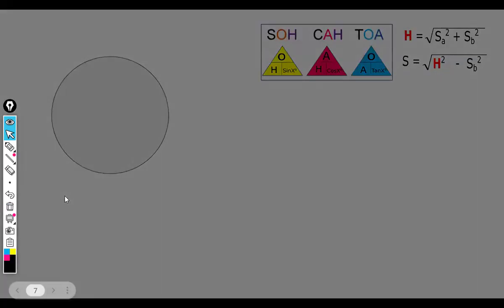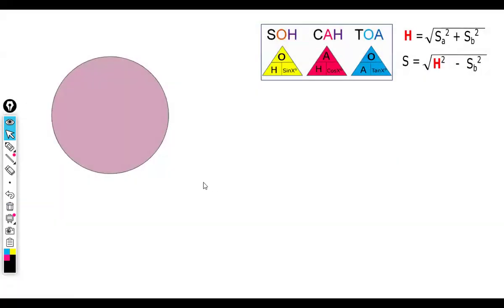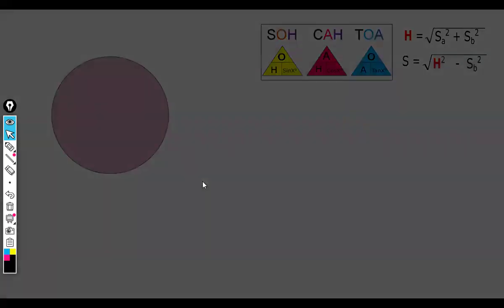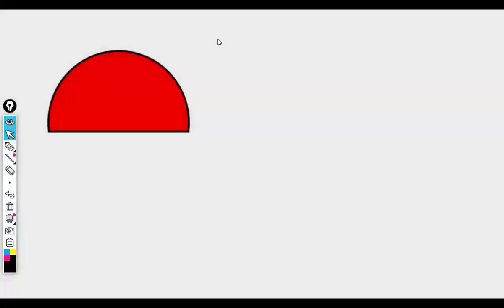So we're going to move on from a full circle. Let's move the test now to a semicircle. Now, a semicircle is half of a circle. So that's a semicircle in front of you. How do you find half of anything? You always what? Divide it by 2.